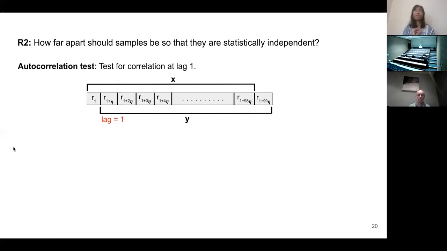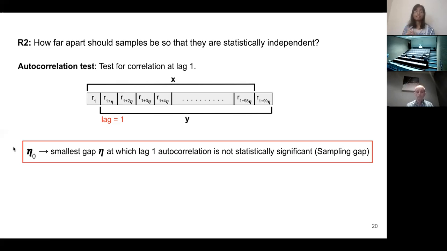So our goal here is to try different values of eta and to find the smallest gap eta naught at which the lag 1 autocorrelation is not statistically significant. And we call that the sampling gap of the network. Okay, so we are going to go ahead and run this sampling gap experiment on more than 500 networks across the 8 different graph spaces. And just a side note that the sampling gap experiment that we have designed is a little bit more complicated than this, and I'm avoiding the details here. I think we still get the idea of how we are designing the sampling gap algorithm.